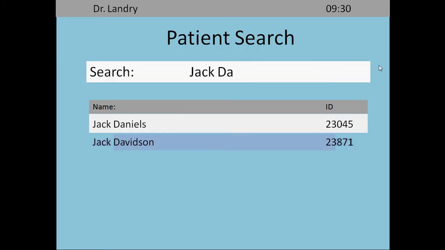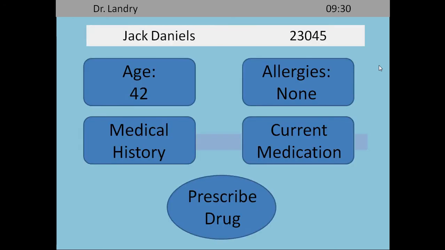So you just touch returning patient, and then let's say we have a person named Jack Daniels who has a severe toe infection. You just type his name into the iPad, and then your patients come up. Click on Jack Daniels, who has his patient ID. What pulls up would be his age, his allergies, medical history, and current medication.